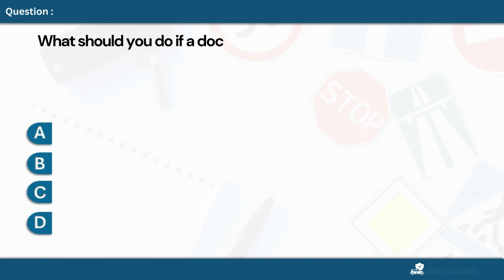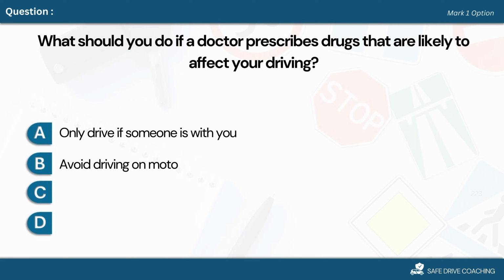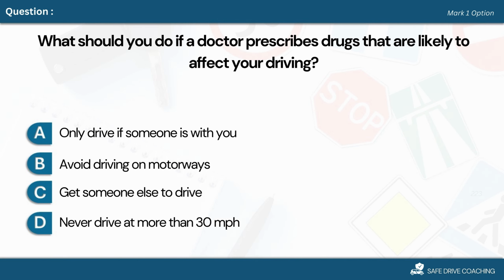What should you do if a doctor prescribes drugs that are likely to affect your driving? A. Only drive if someone is with you. B. Avoid driving on motorways. C. Get someone else to drive. D. Never drive at more than 30 miles per hour.